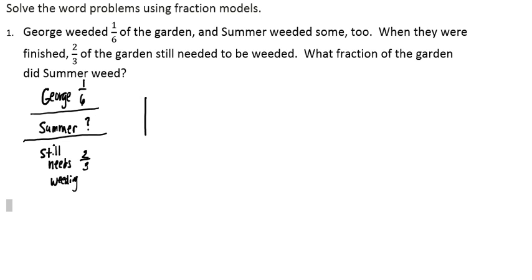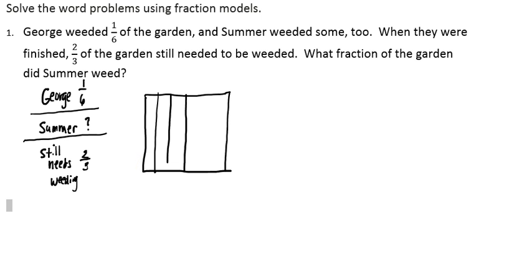I'm going to start by drawing a fraction model. And I'm going to show the portion that George weeded. So I will divide this into 6. And I'm going to shade in 1/6. So that's George. I need to show the 2/3 that still needs to be weeded, because then what's left over would be the part that Summer weeded.